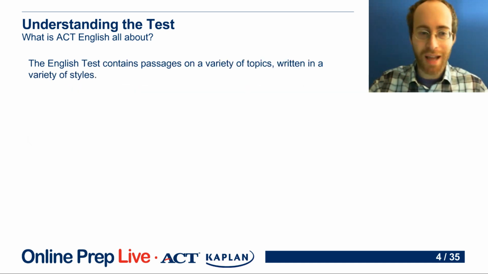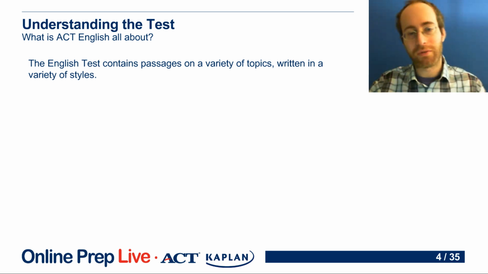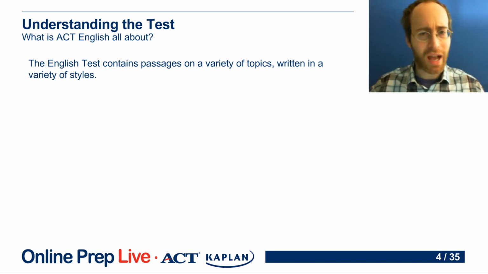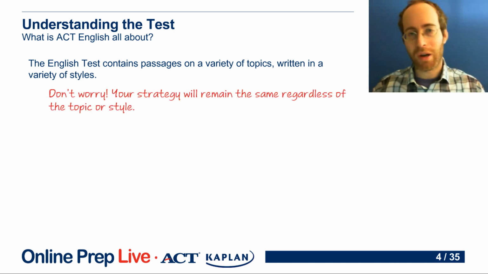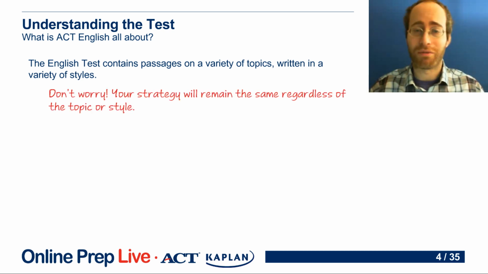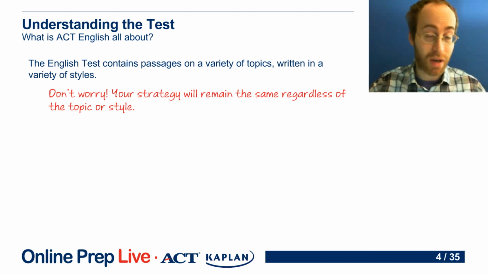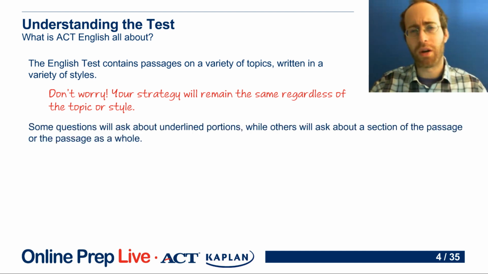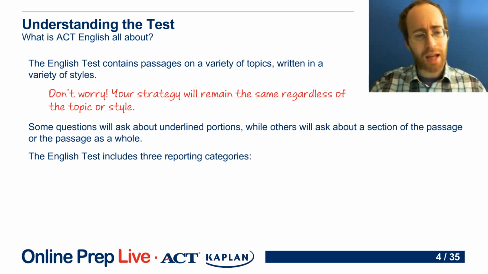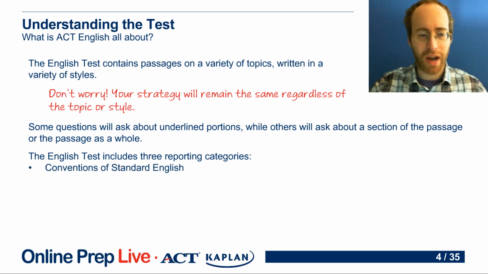Now, speaking of what is tested on the English test, you'll see a variety of topics. There will be very casual passages. There will be academic passages. But obviously, this is more about writing strategy and grammar than reading comprehension. There's a whole separate test for that. So your strategy for English will be the same regardless of the topic that you see or the style that it's written in. What is important to note is the different types of questions. A lot of people assume going into the test that all the questions are grammar.